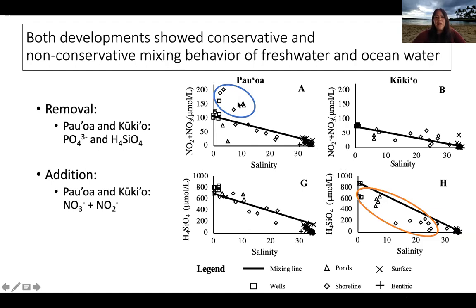And this can indicate that there's a mechanism of addition to the system. And then conversely, we can see that at Kukio for silica, a lot of the stations, mostly the anchialine pond and the shoreline stations, fall below the theoretical mixing line, which indicates that there is a removal mechanism. So at both developments, there were removals. We saw evidence of removals for phosphate and silica. And then we saw additions where some of the stations fell above that mixing line for nitrate and nitrite.